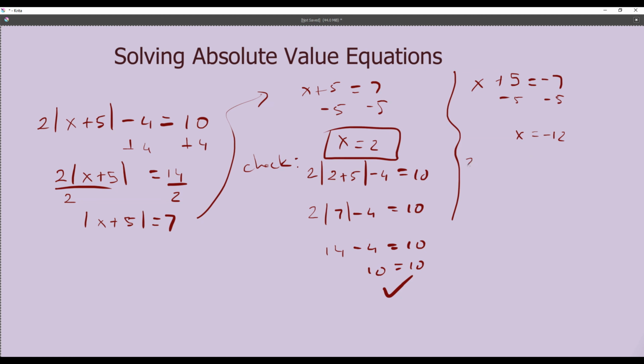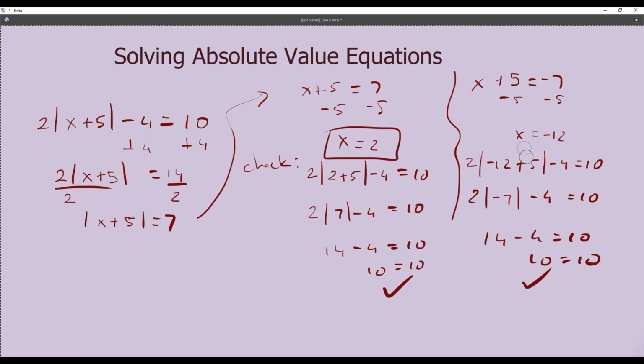Let's check this one. I have 2 times absolute value of negative 12 plus 5 minus 4 is equal to 10. So 2 times the absolute value of negative 12 plus 5 is negative 7, minus 4 is equal to 10. 2 times absolute value of negative 7. What is the absolute value of negative 7? Positive 7. Positive 7 times 2 is 14. Minus 4 is equal to 10. So that works. So I take both of them. Both of them are solutions.